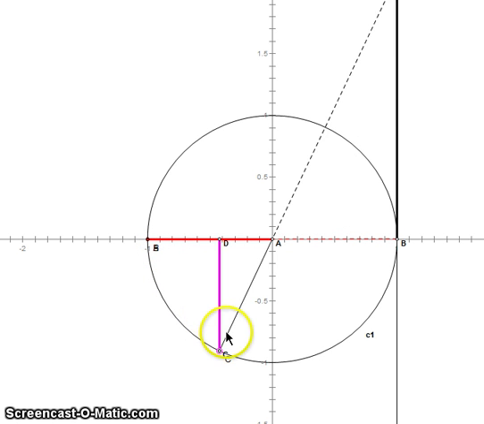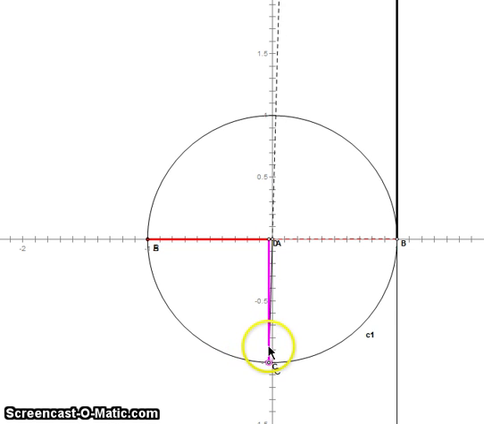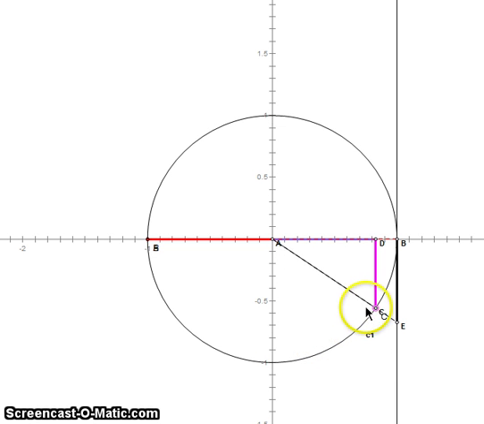Move down to 270 degrees, and we can now see that the vertical distance is 1 unit, negative 1 now, because we're on the negative side of the y-axis, but the horizontal distance is 0. When we come back to our starting point, which is now 360 degrees, we find that this horizontal distance is positive 1 again, but the vertical distance is 0.